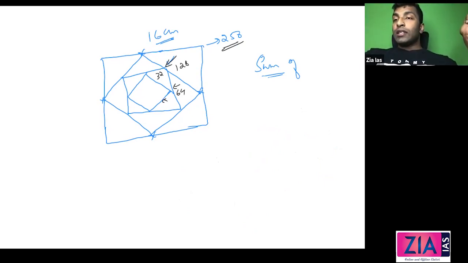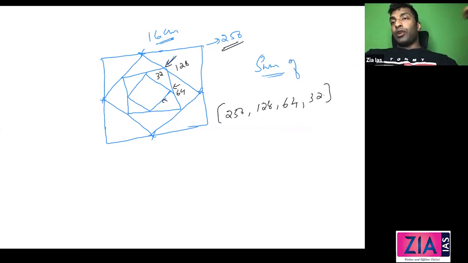So I got this as 256, 128, 64, 32. These are the 4 terms I got. So if I'm asking you the sum of areas of these 4 squares, you can simply add them and you can get the answer.